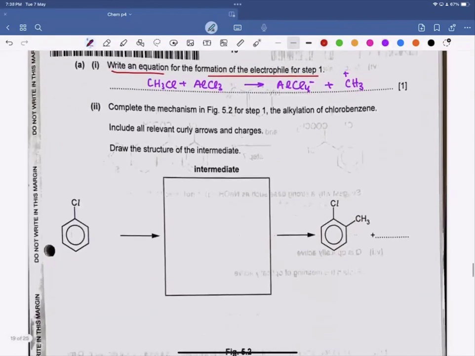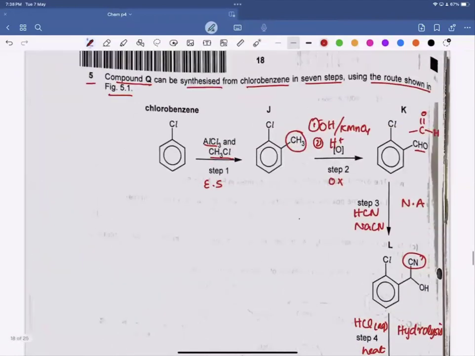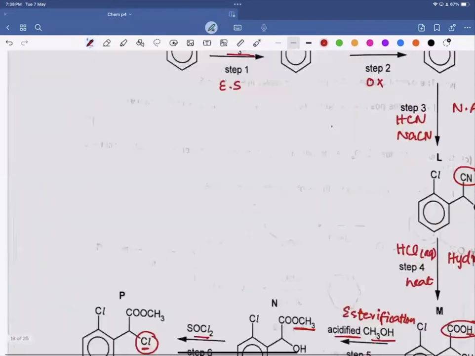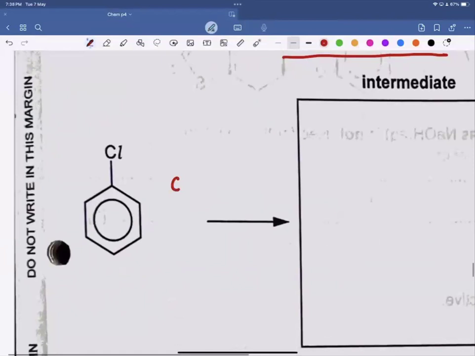Now in part 2, complete the mechanism in figure 5.2 for step 1, the alkylation of chlorobenzene. Include all relevant curly arrows and charges. Draw the structure of the intermediate. If you see over here, the methyl group is being substituted at carbon 2 with respect to the chlorine, right? So we will make the electrophile that has been prepared over here. Then we'll show the attack from here.